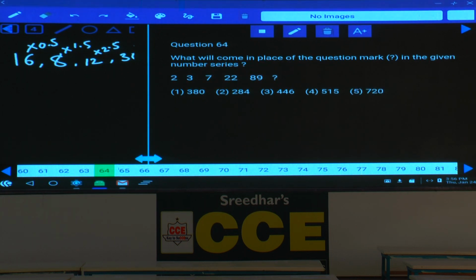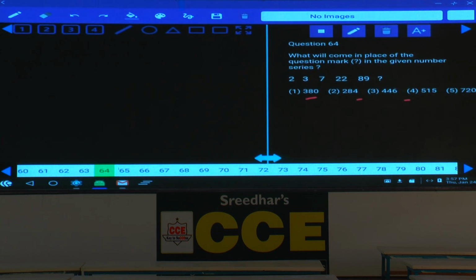Then question number 64. Now in this question number 64, if you observe here: 2, 3, 7, 22, 89 and the choices are 300, 200, 400 and so on. That means the numbers are increasing at a very fast rate. It must be under product or combination. Product is not possible between 2 and 3, isn't it? Between 3 and 7. Hence it must be 2 into 1 plus 1. 2 into 1 is 2 plus 1 is 3.